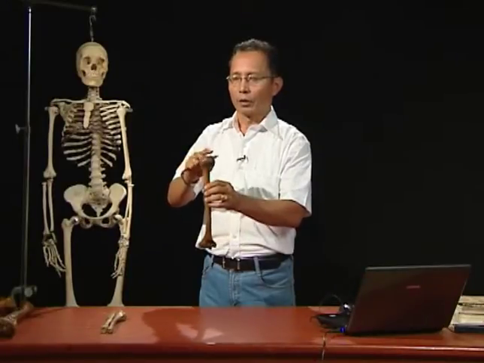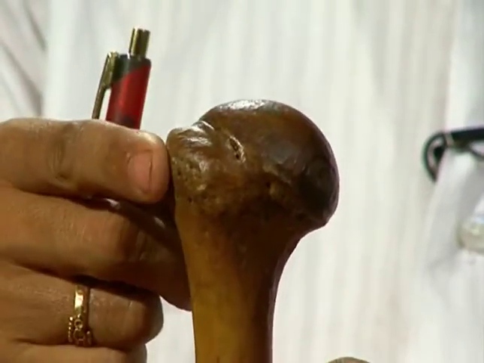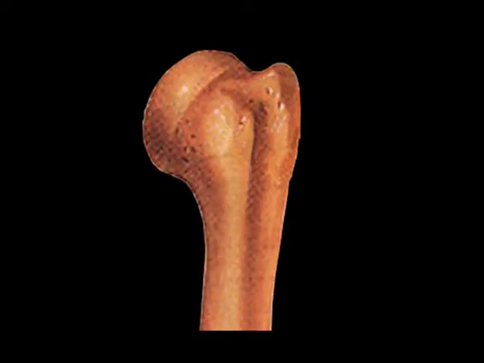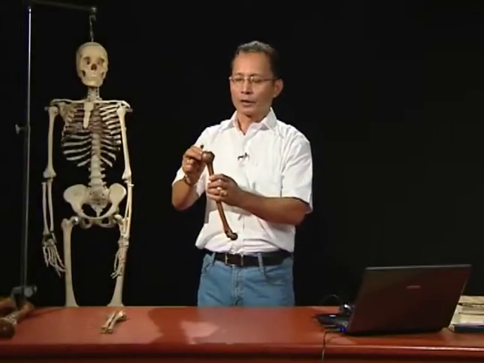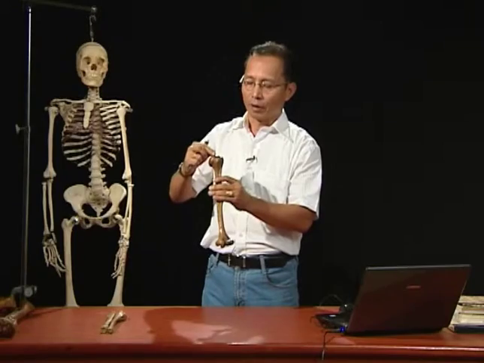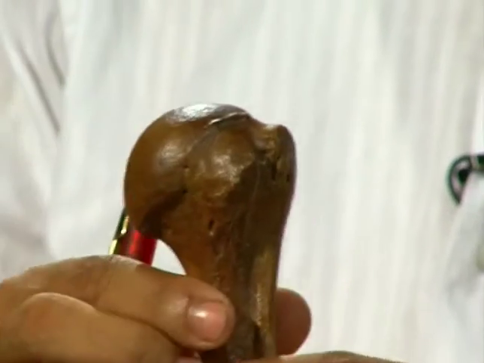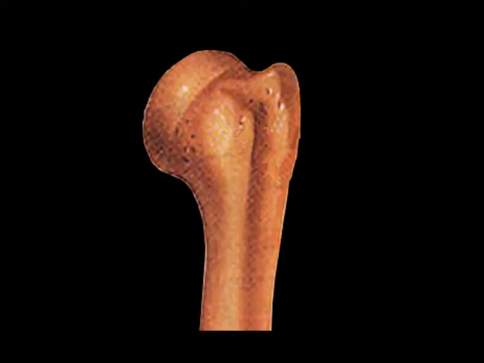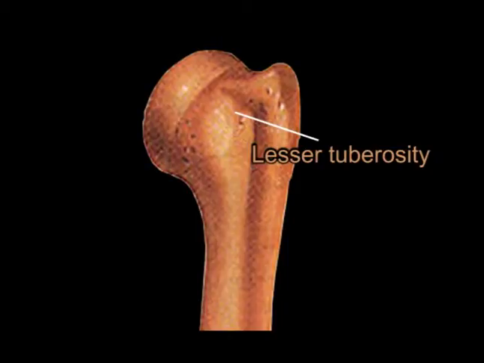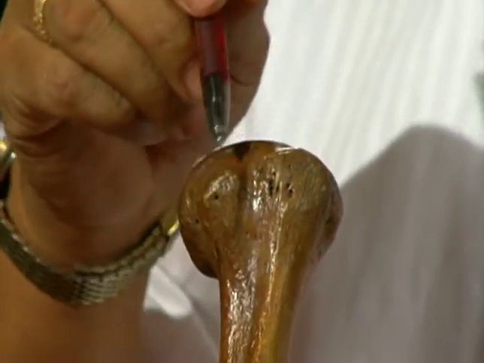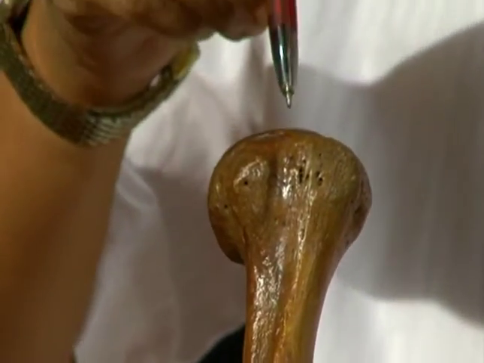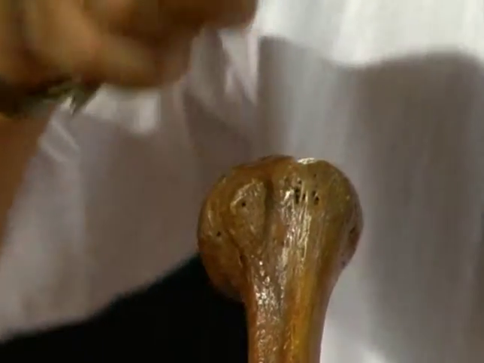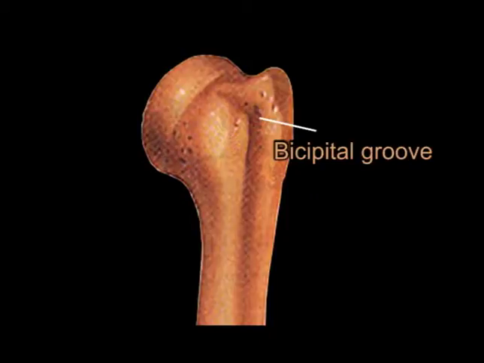And just on the opposite side of the head, we have a tuberosity, and this is called greater tuberosity. And just in front of the head, there is again a smaller tuberosity, and this is called lesser tuberosity. And in between these two tuberosities, there is a groove. You see a depression here, a groove. And this groove, we call it bicipital groove.